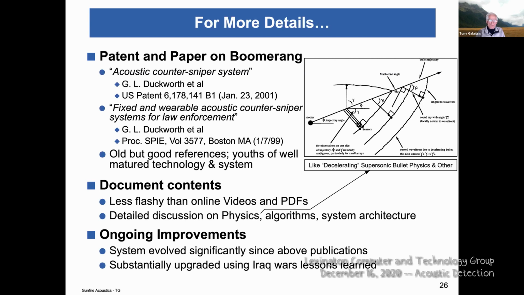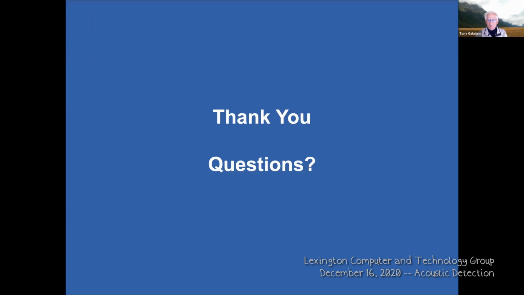I suspect that all of these systems, not just this one, have undergone significant improvements since they first appeared as young systems, while now they represent well-matured technology. They've been substantially upgraded, especially using Iraq war lessons learned. A lot of this has been done quietly, so nobody knows any publicly available information on the additional improvements in algorithms and things like that that may have been used. I think this is the last one, so ready for questions.